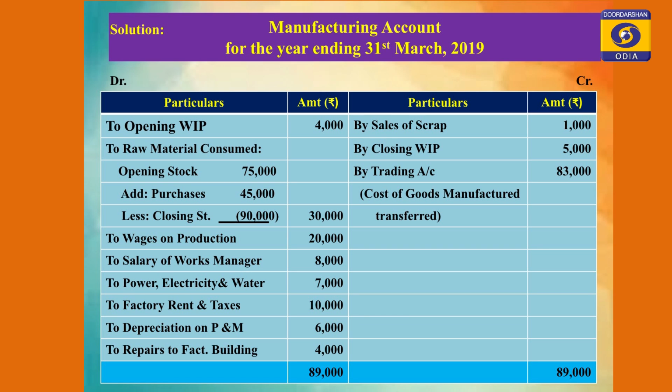The next item we have is by closing work in progress. Closing work in progress is 5,000 rupees given to us in the question. Now after you have posted all the items of the debit and credit side, what we will do is we will total the debit column. The total comes to 89,000, and as we can see the total without taking this balance is 6,000 on the credit side. So the balance will be 83,000.